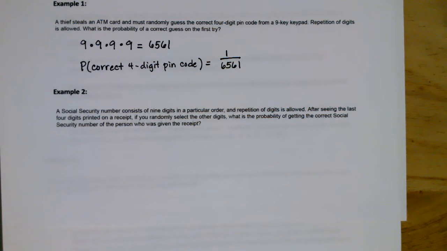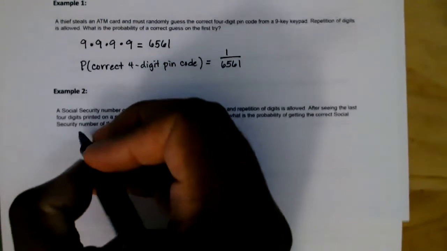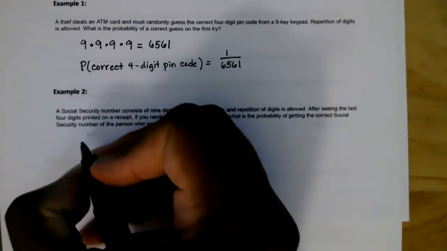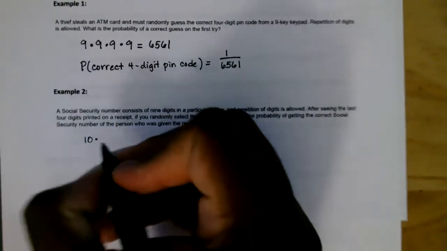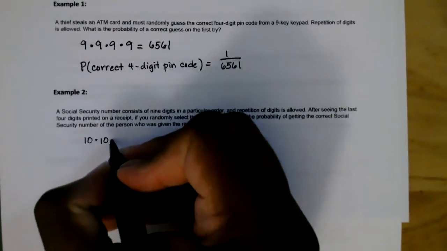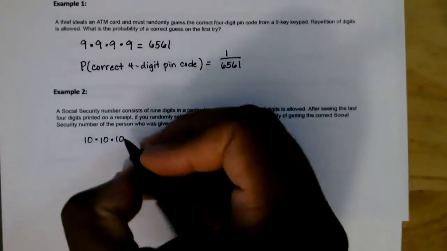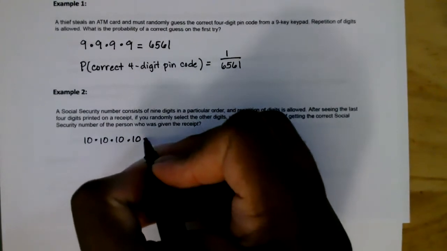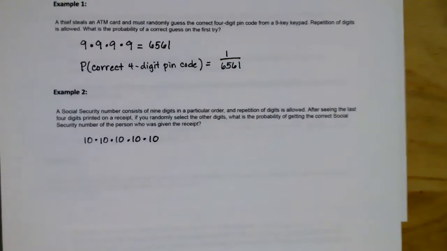Okay, so only the last 4 digits of that social security number are known. The other 5 are unknown. And you only have digits from 0 to 9, so it's 10 digits to choose from. So for the first number in the social security number, there are 10 ways. The second, 10 ways, the third, 10 ways, the fourth, 10 ways, and the fifth, 10 ways.